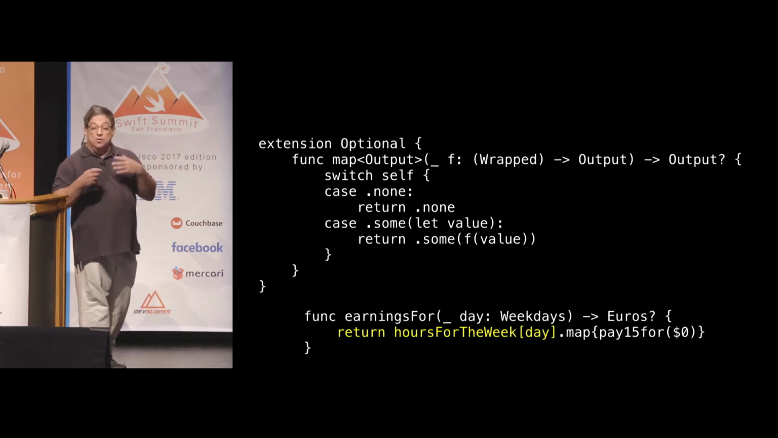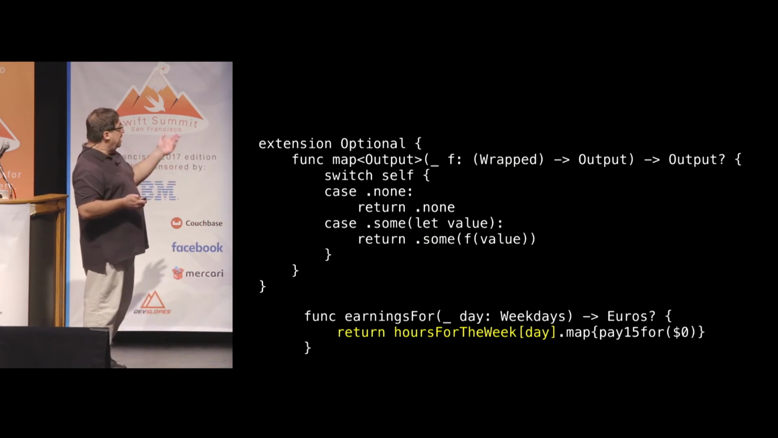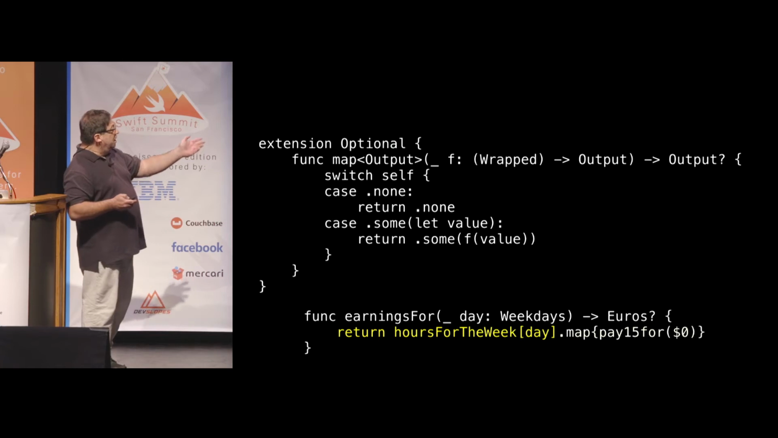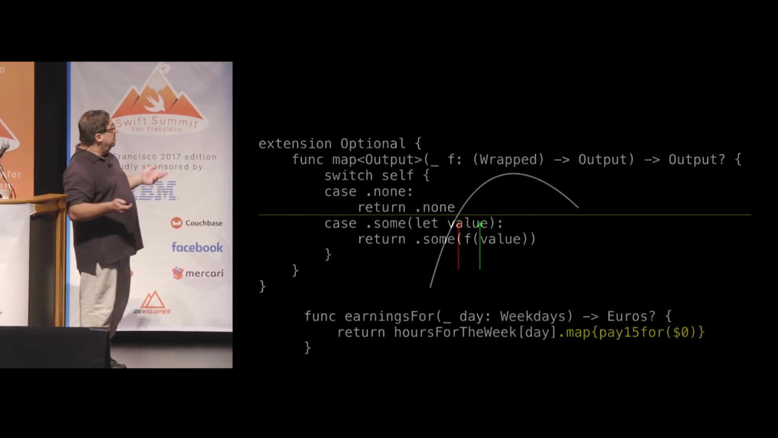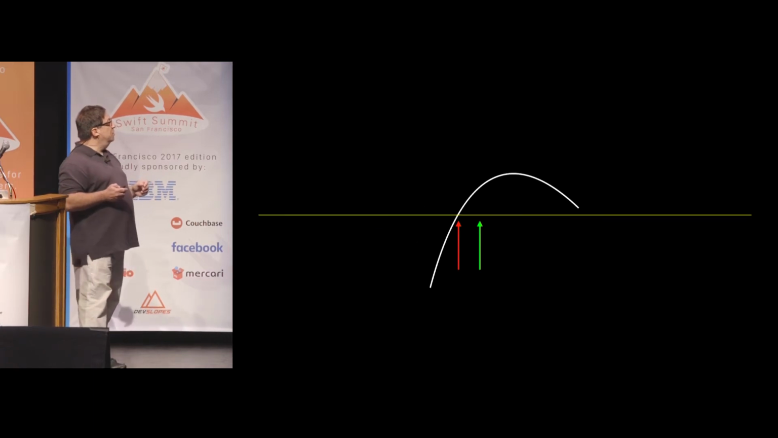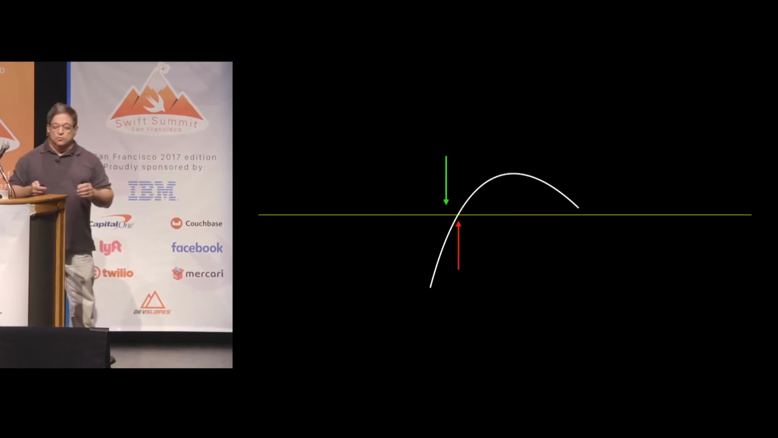There's no guard let, there's no if. I just take hours for the week, which is an optional, and I map it over using this optional version of map, and I pay, and life works nicely. And all of a sudden, I've moved closer to the truth of what map is.